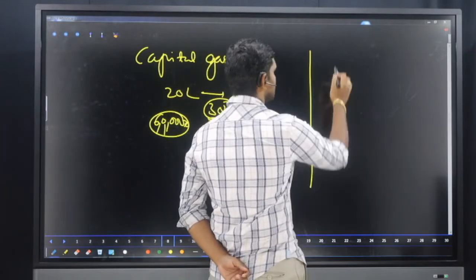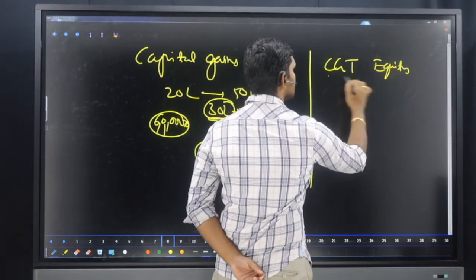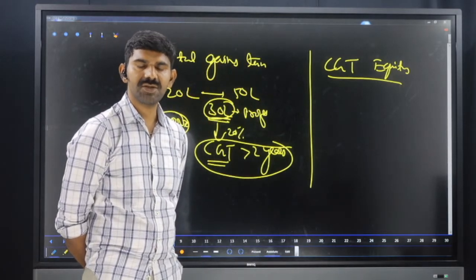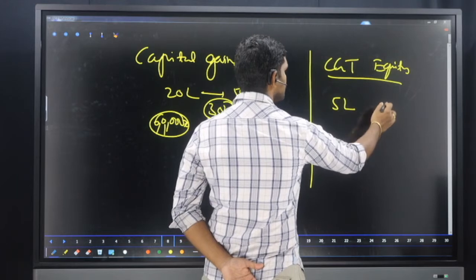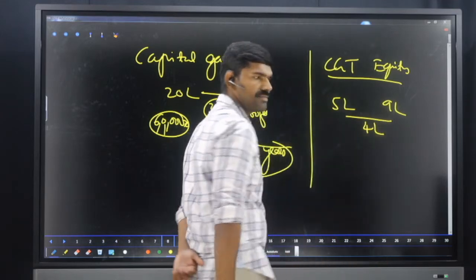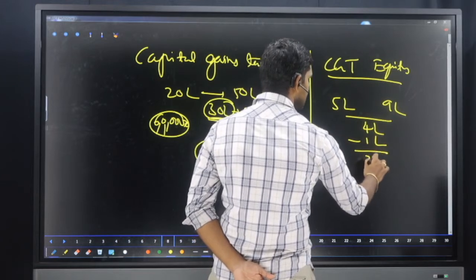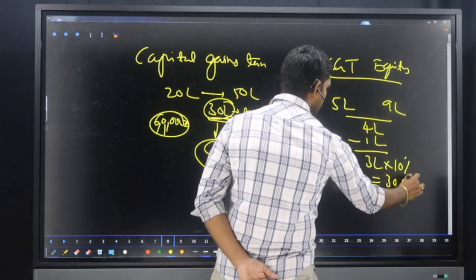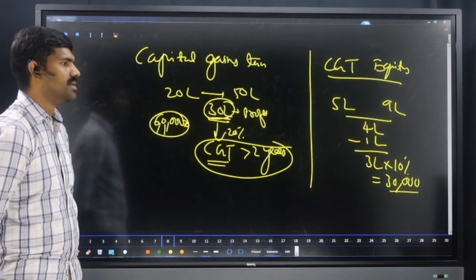Then next we have something called capital gains tax on equity. What is the meaning of capital gains tax on equity? You buy some shares, you sell some shares, you get some benefit. For example, you bought shares for 5 lakhs, you sold the same shares for 9 lakhs. You get a benefit of 4 lakhs. Out of these 4 lakhs, on 1 lakh there will not be any tax. On the remaining 3 lakhs, there will be tax of 10%. Means 30,000 you have to pay as tax to the government. That is called capital gains tax on equity.